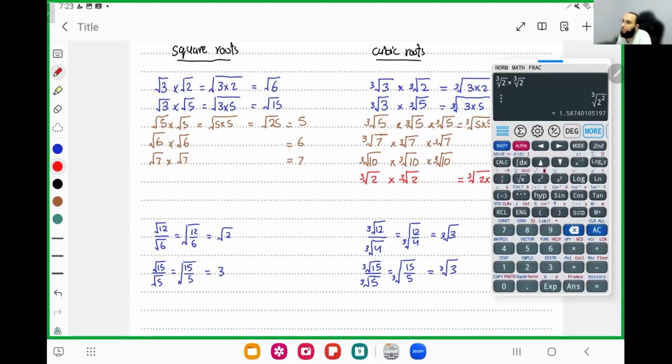What's the problem? Any problem? The decimal on my calculator is shorter. It doesn't matter, but it's starting with 1.587, so it's correct. Okay.